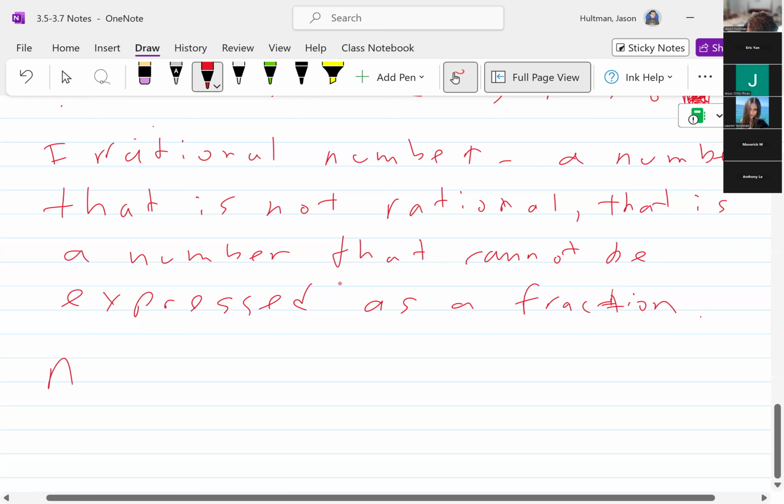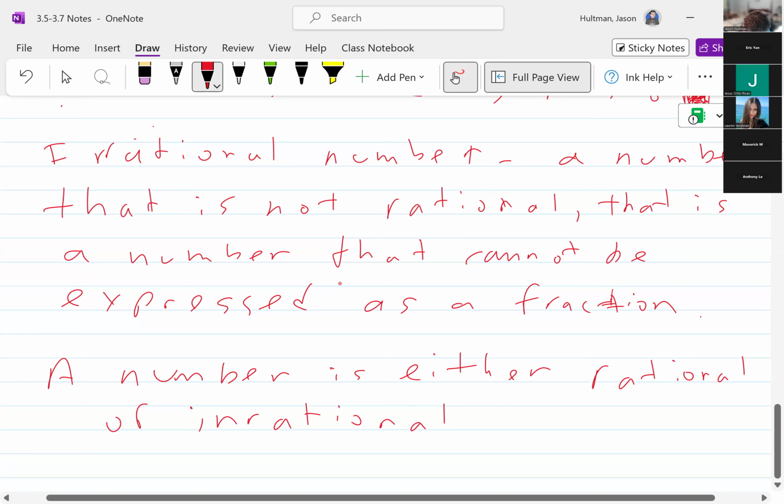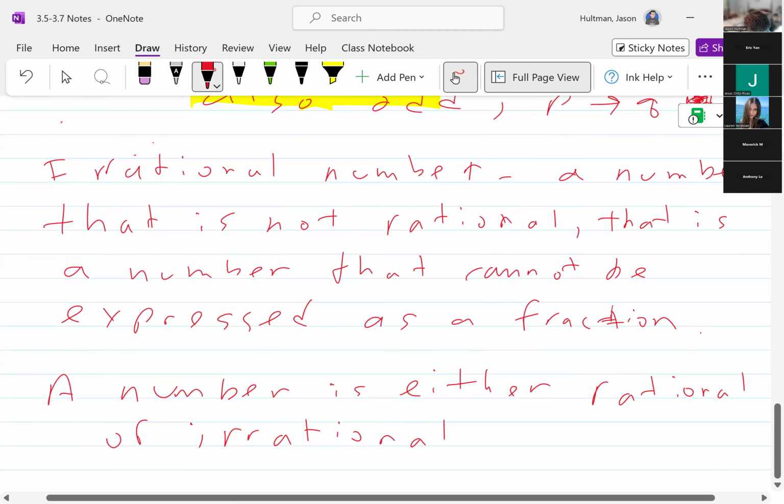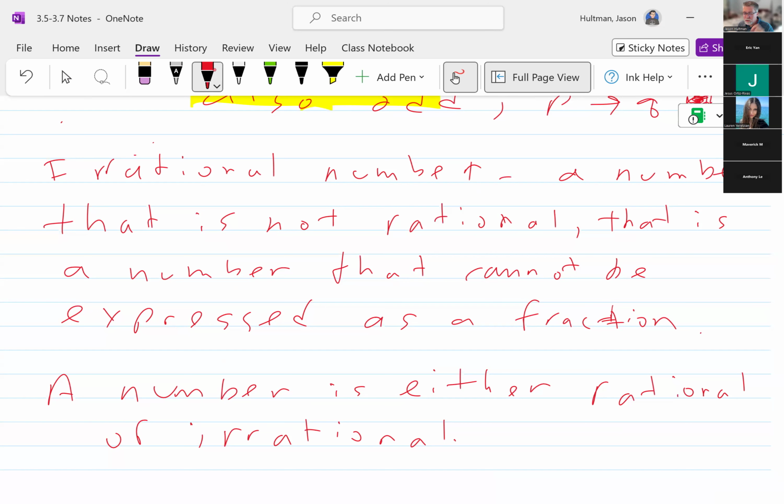The other thing we need to know is that a number is either rational or irrational. When we get this dichotomy, where if it's not one, it's the other, then we can use proof by contrapositive, because you have the complement of an item. If we can prove that the complement is true in the opposite direction, then we can prove that the original statement is true. That's proof by contrapositive.